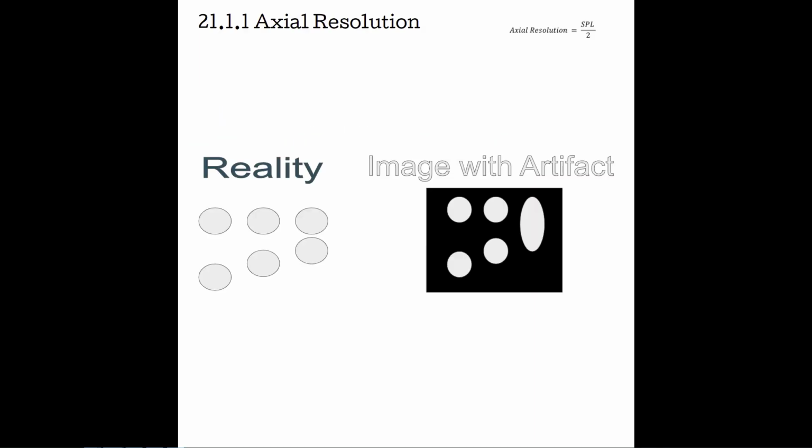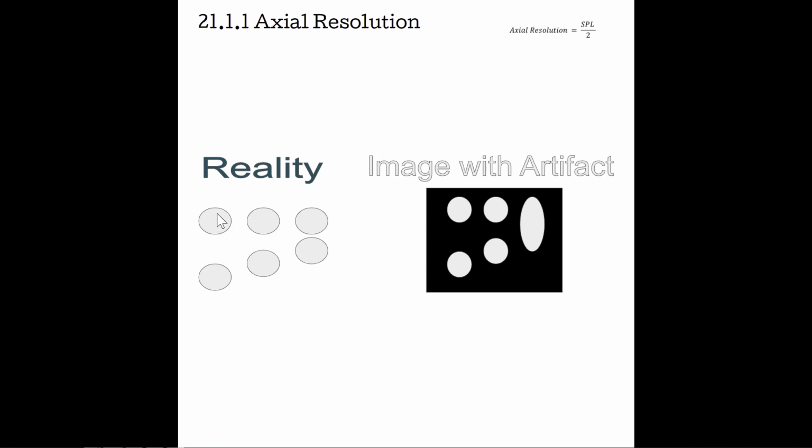Recall that axial resolution is related to the spatial pulse length. When two objects that are parallel to the sound beam sit less than half the spatial pulse length from one another, the machine will display them as one object. The resulting image does not accurately represent the anatomy as two reflectors, therefore it is an artifact. Poor axial resolution is typically seen with low-frequency transducers. To reduce the chances of this artifact, the sonographer should use the highest frequency possible that allows the sound to reach the depth of the anatomy.